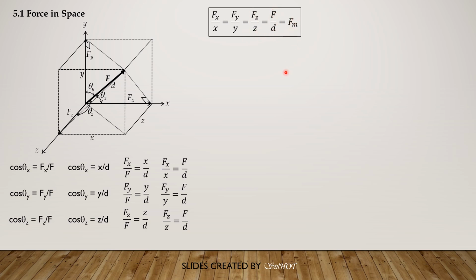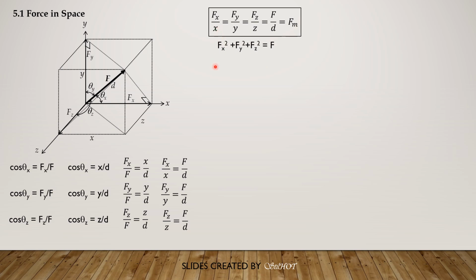over d is called the force multiplier. So this is the constant or equal ratio. It's easy to remember because we have the x component of force over the x component of distance equals the y component of force over the y component of distance, equals the z component of force over the z component of distance, equals force over distance.